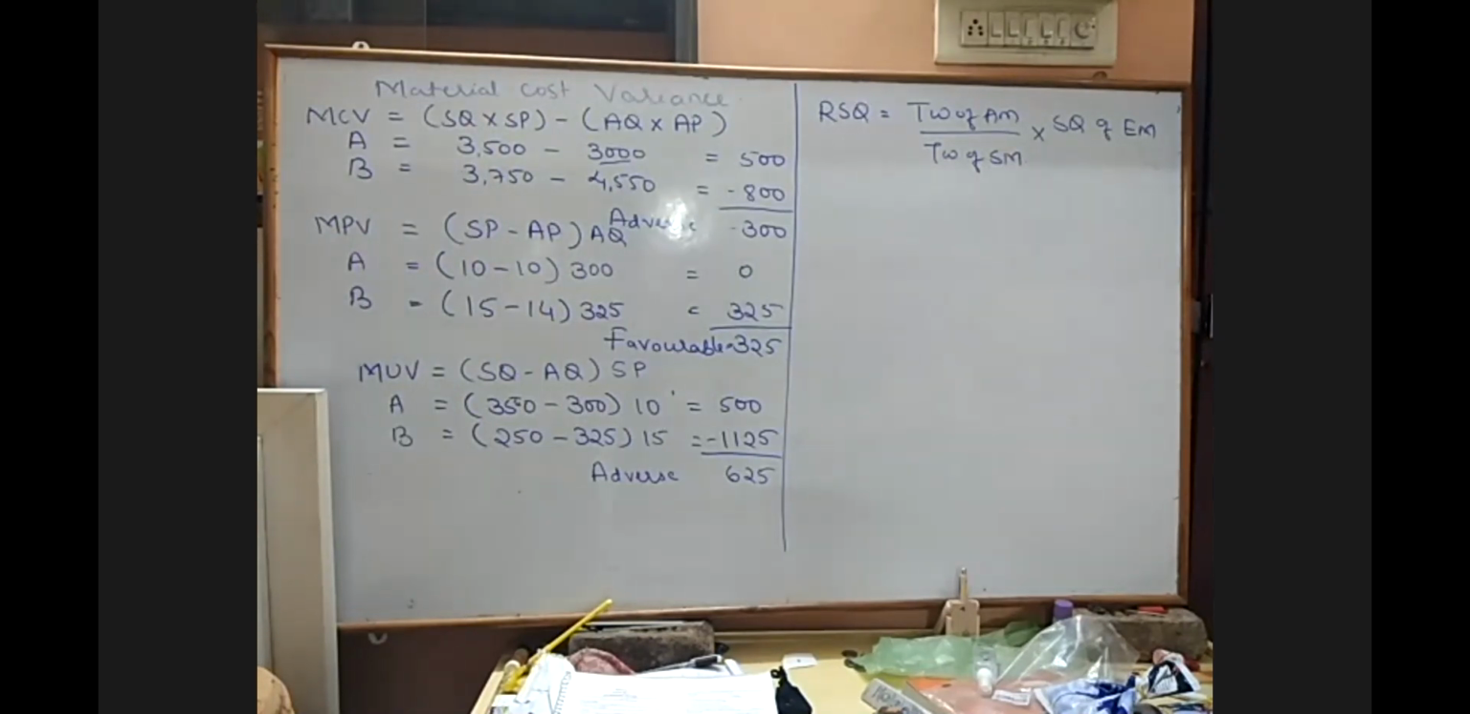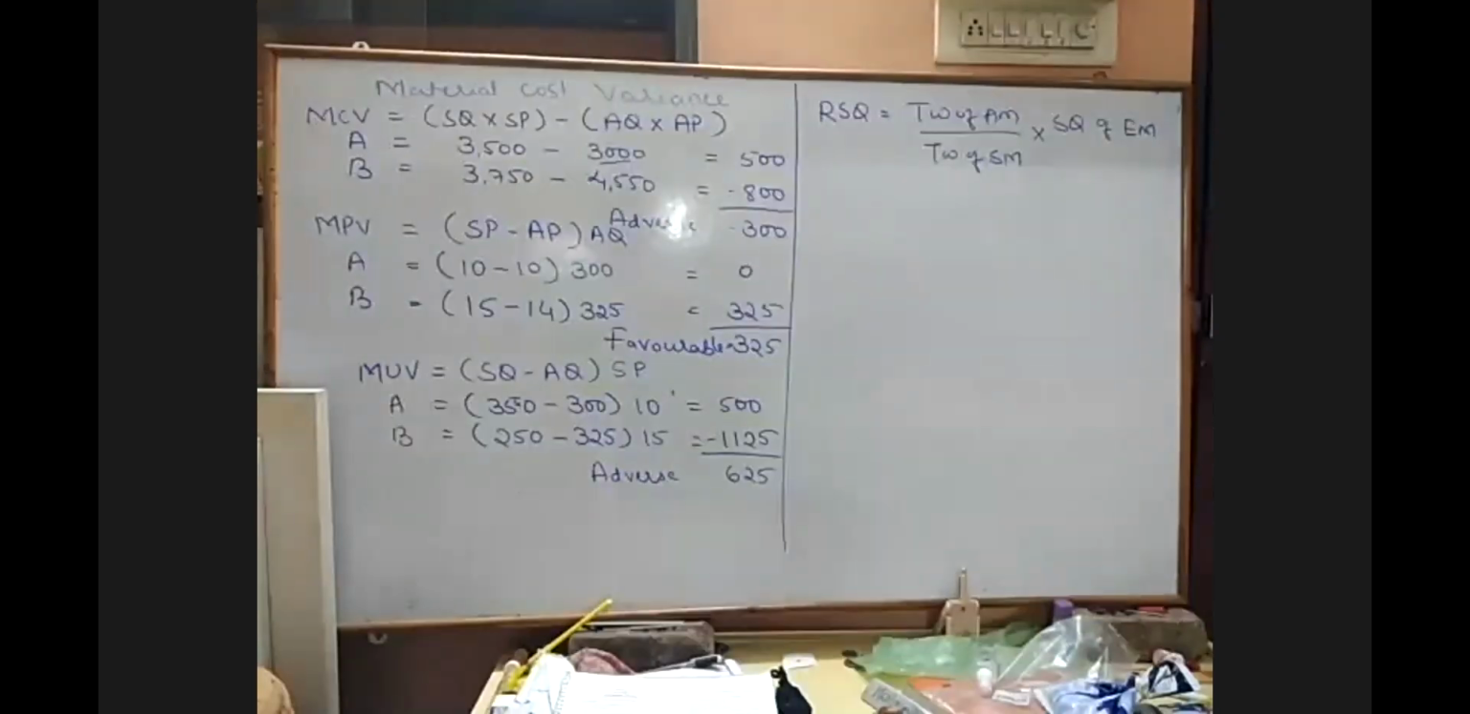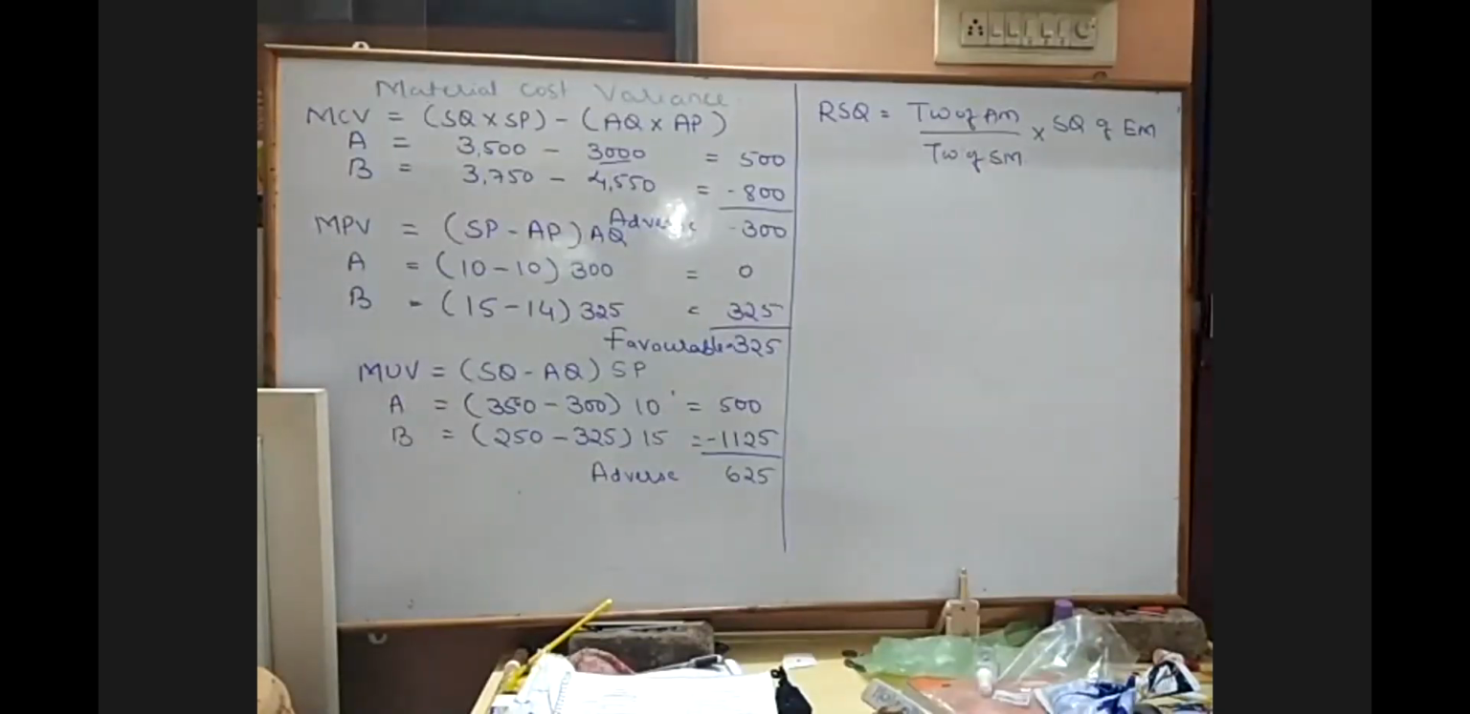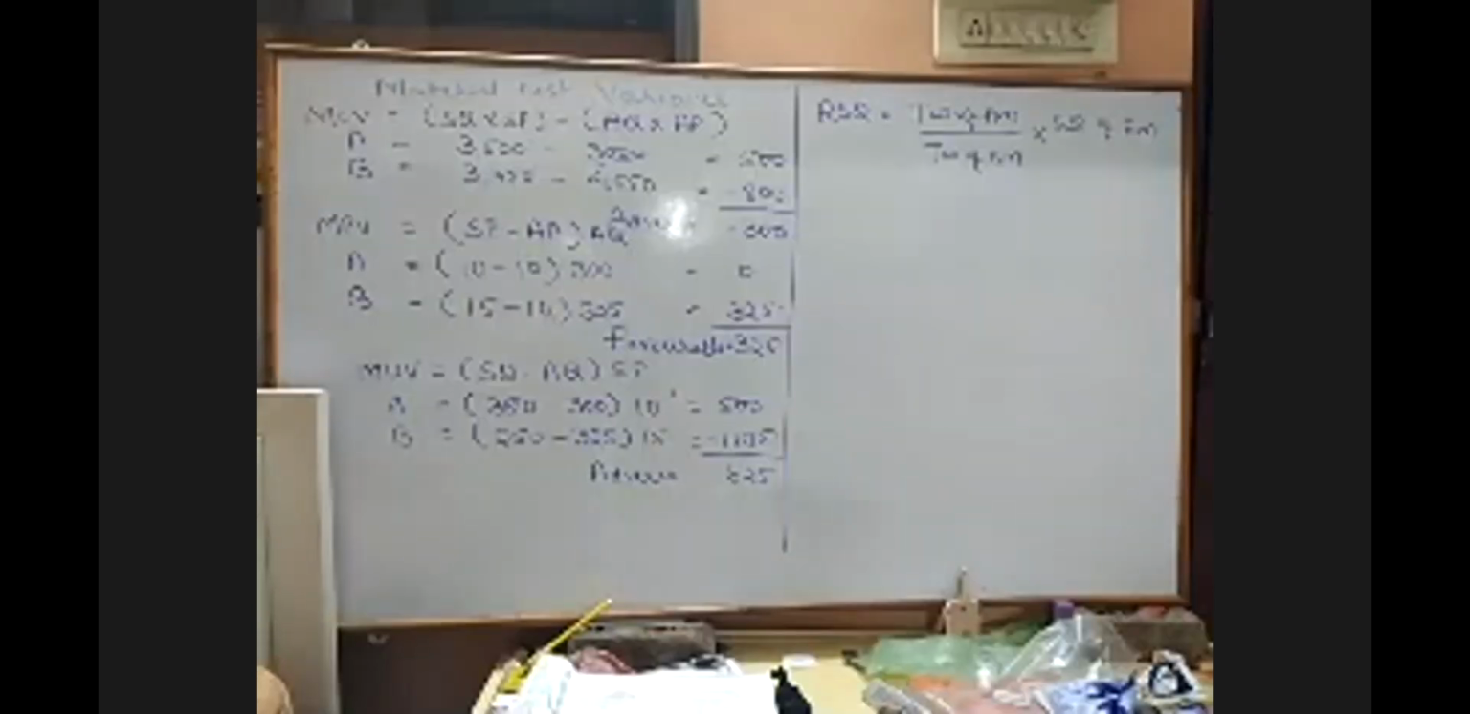Can somebody take a calculator and let me know one calculation? Yes, sir. Calculator, please. 525 divided by 500 into 300. 315, sir. Exactly. Okay. So same way we have to do it.